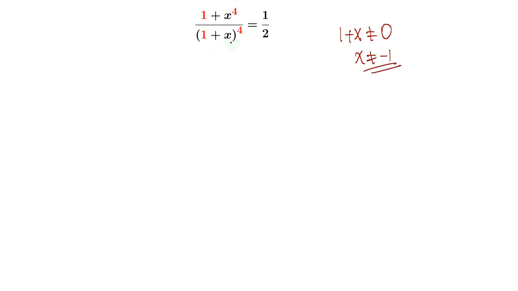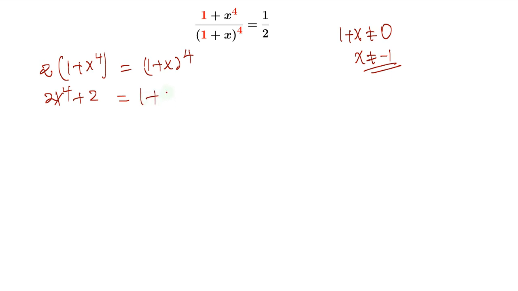Now, cross multiplication: we have 2 which multiplies (1 plus x) to the 4, and this is equal to 1 plus x to the 4. So we have 2x to the 4 plus 2, and this is equal to, expanding this one, 1 plus 4x plus 6x squared plus 4x to the 3 plus x to the 4.